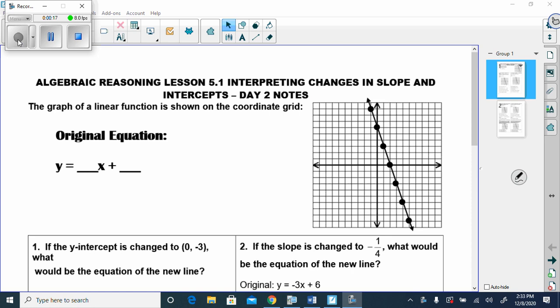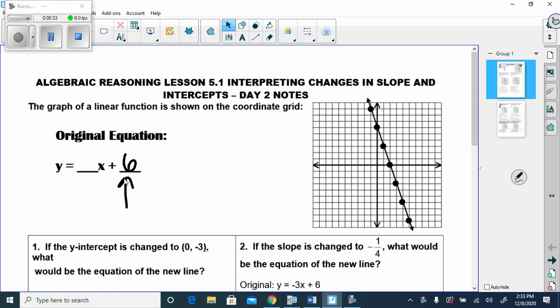So the first thing I need is my b, the part that goes on the end. That's where it starts, right? Where does this one start at? Right. Starts up here at +6. So I can put a 6 in that blank.